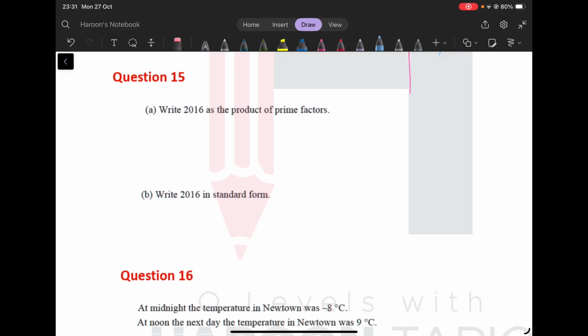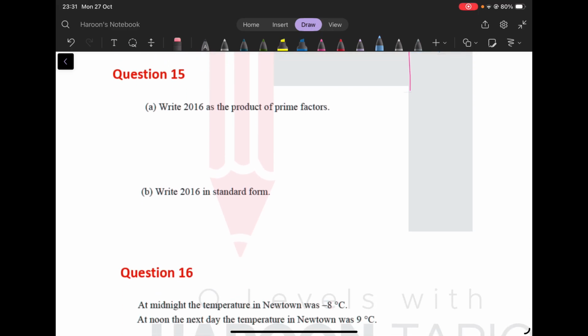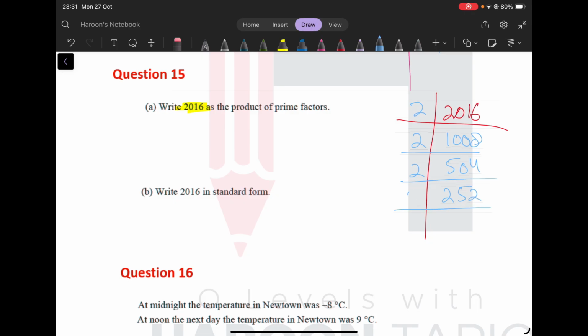Okay, now question number 15. Write 2016 as a product of its prime factors. So how do we solve prime factors? Just like taking the LCM of a single number, 2016. I'll start off with 2 because this is an even number. This becomes 1008. This is also an even number, so I can do with 2. 504. Again with 2. 252. Again an even number. I can take 2.